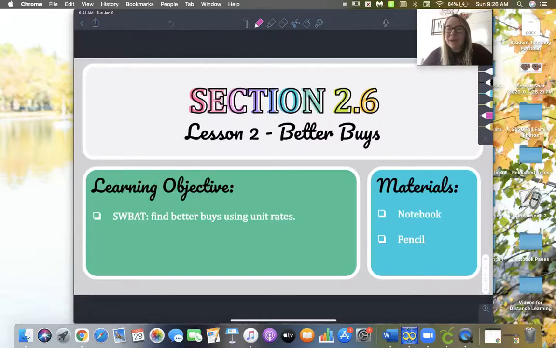Hi everyone, today we're going to be looking at lesson 2 of section 2.6, which is all about better buys. Students will be able to find better buys using unit rates. And for today's lesson, you just need a notebook and a pencil.